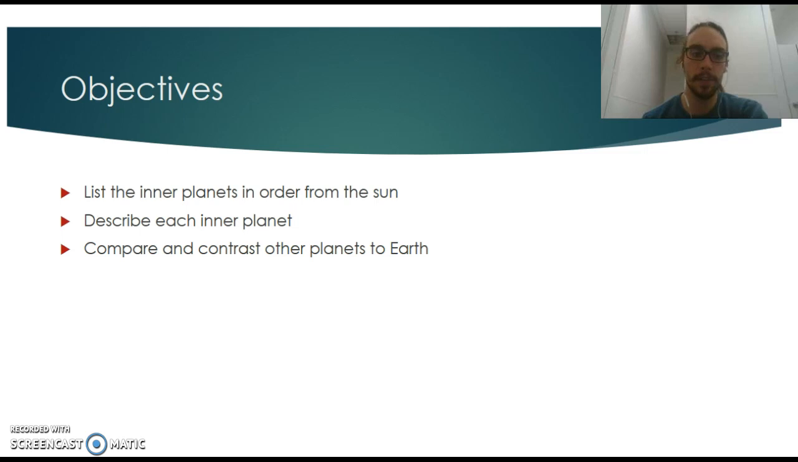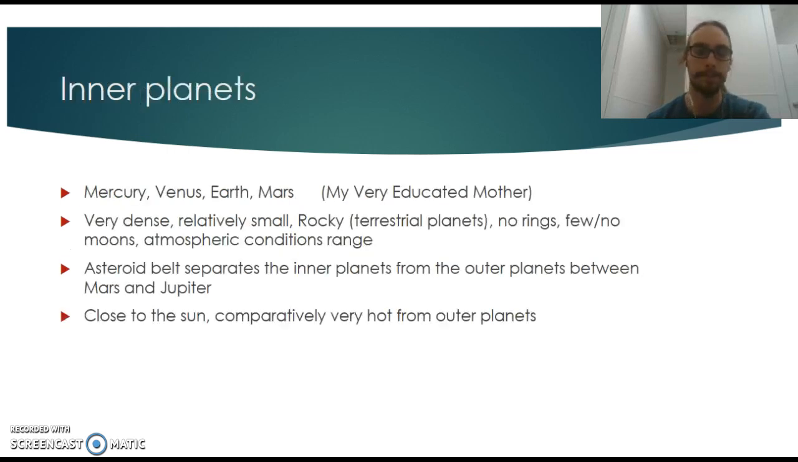So our objectives are going to be to list the inner planets in order from the sun, describe each inner planet, and compare and contrast other planets to Earth. So the inner planets are, in order from the sun, Mercury, Venus, Earth, and Mars. A little mnemonic that we use is my very educated mother. Mercury, Venus, Earth, Mars. Okay, so the cool thing about the inner planets is that they're very dense.